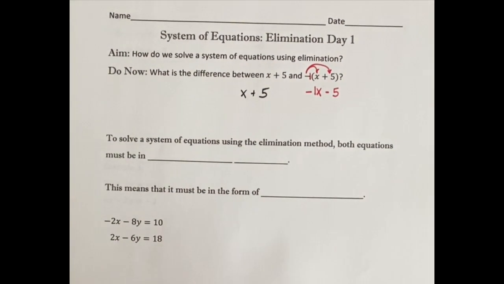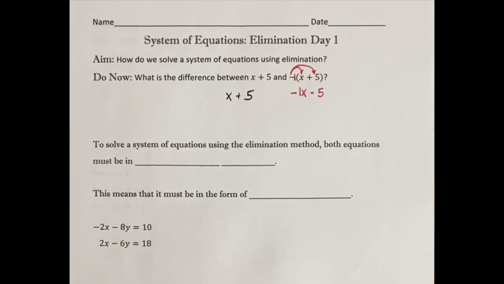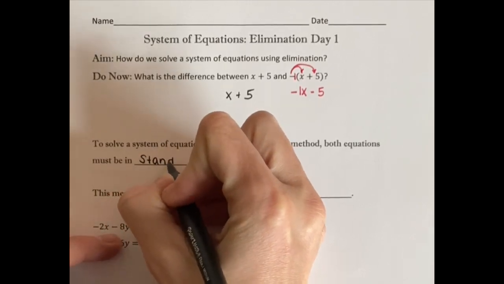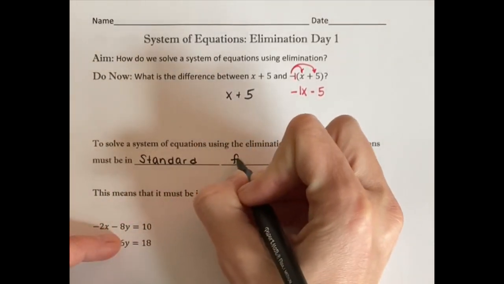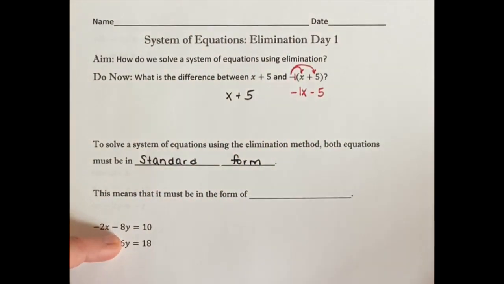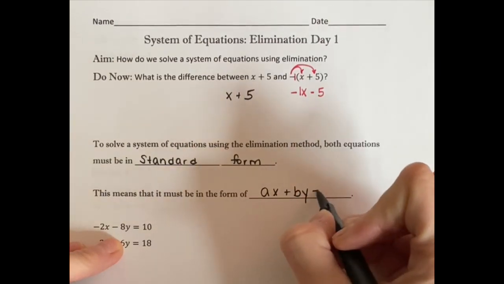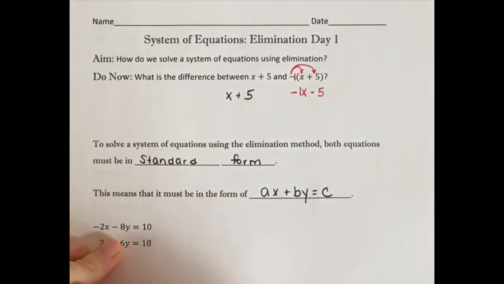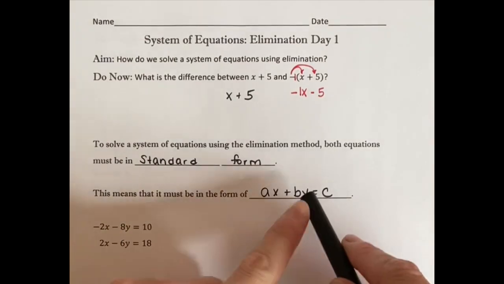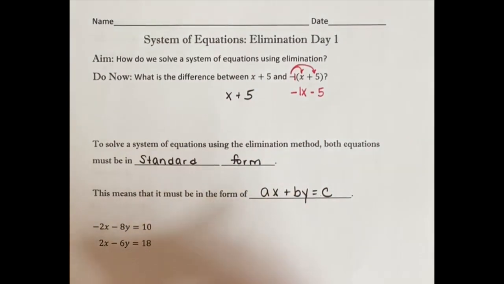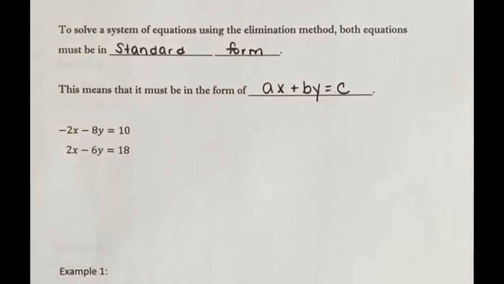So in order to solve a system of equations using the elimination method, both equations must be in something we call standard form. Now, standard form is ax plus by equals c. So this is different than slope-intercept form because the y is no longer alone. It's always the x, and then the y equals the constant. So that number is just by itself. So let's look at an example together.